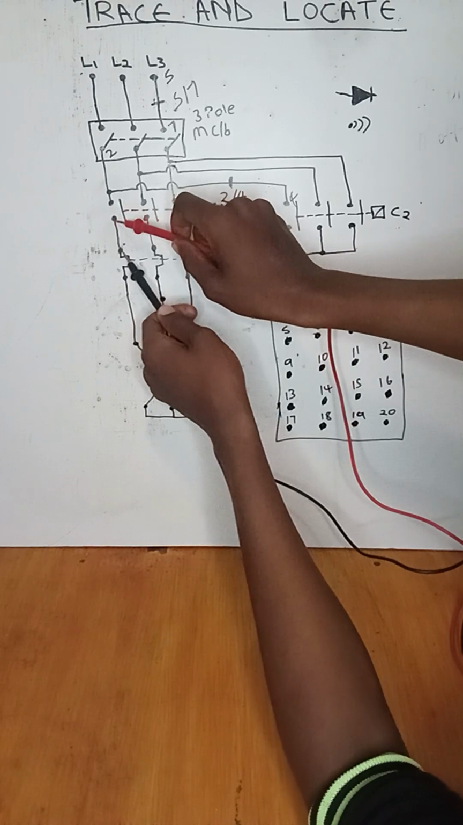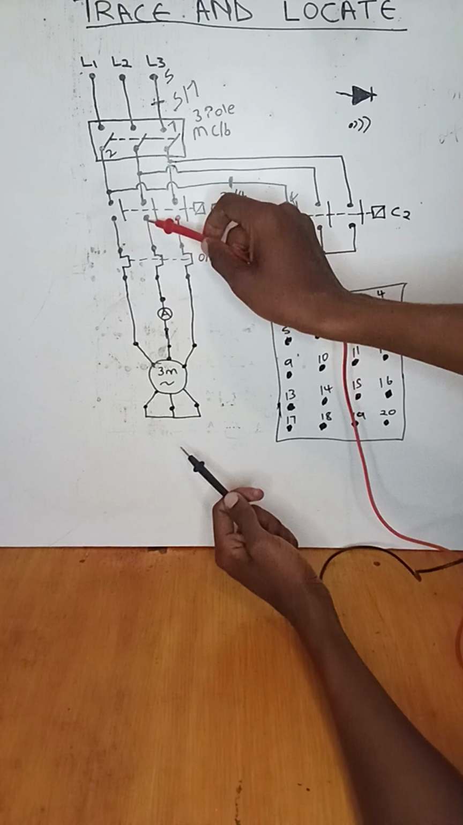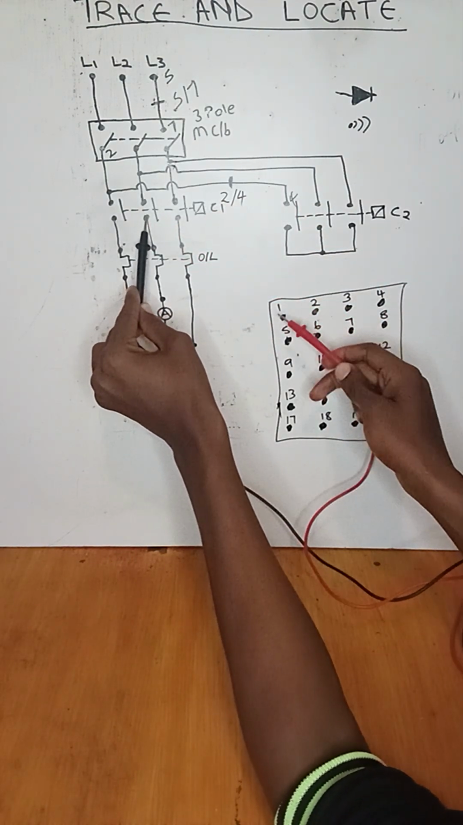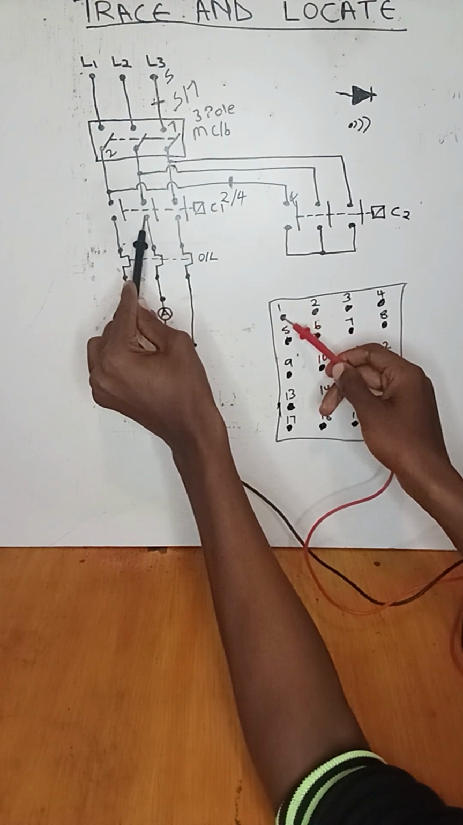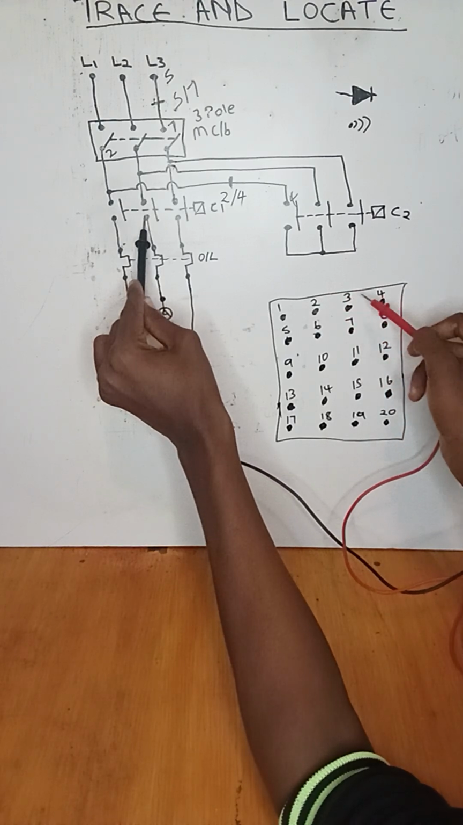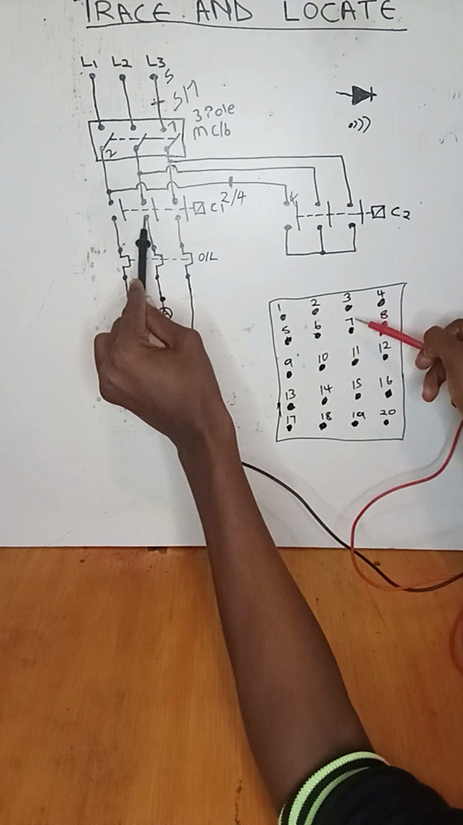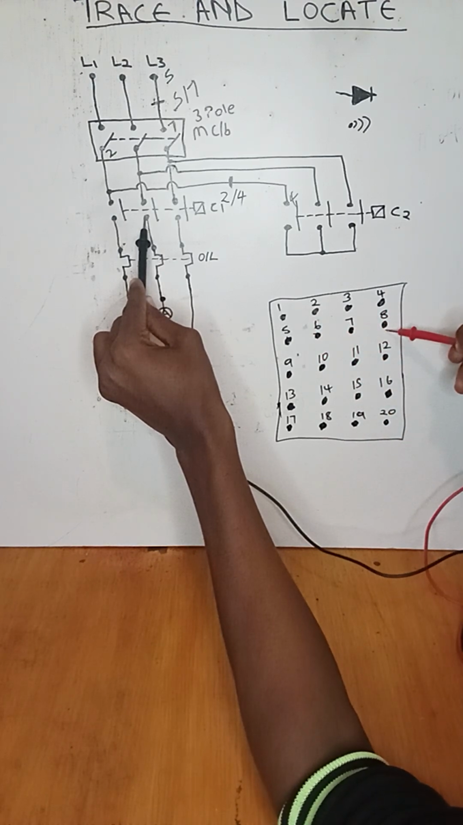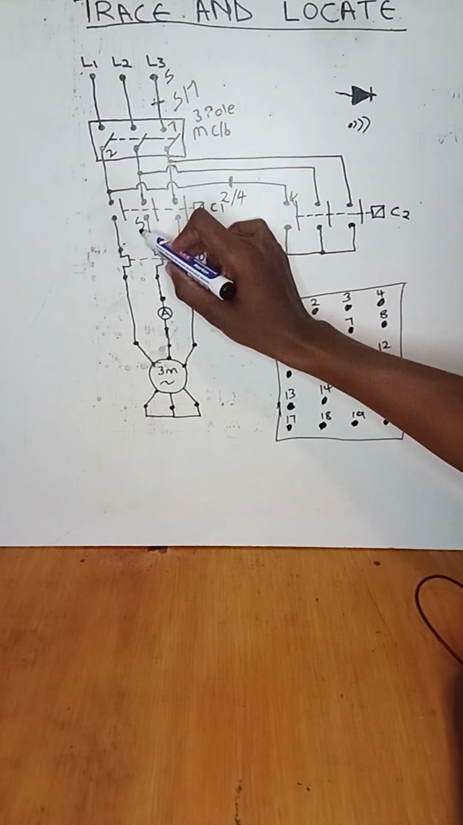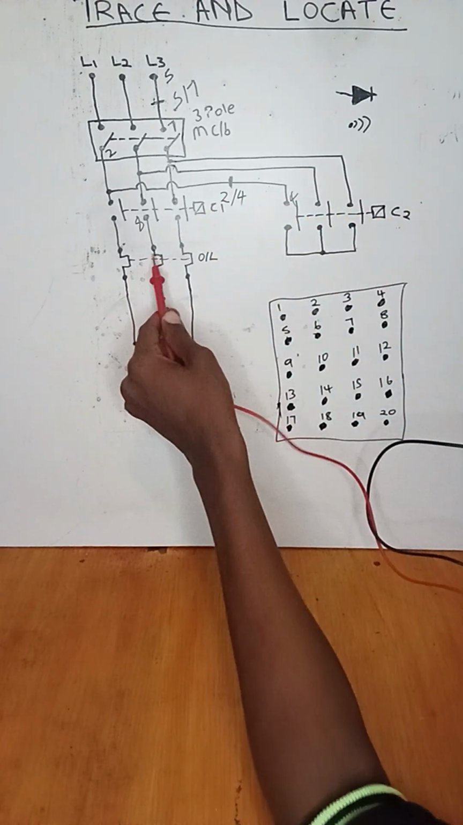I test here and here, it beeps. I test here and here, it doesn't beep. So we need to check these 2 points. I'll put it from the first point and go to my board. We test this point: 1 doesn't beep, 2 doesn't beep, 3 doesn't beep, 4 doesn't beep, 5 doesn't beep, 6 doesn't beep, 7 doesn't beep, 8 and it beeps. So this is number 8. Let's check from where the wire ends, which is this point here.